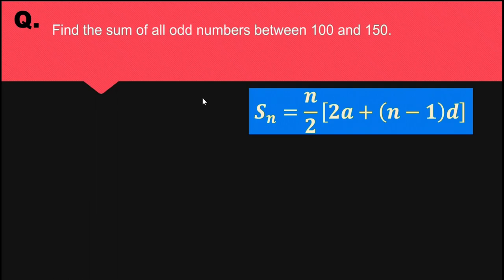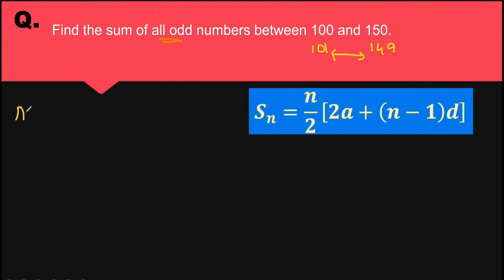The next question says, find the sum of all odd numbers between 100 and 150. So here we are not given the series, the arithmetic progression. So first we need to find the required numbers. We require all odd numbers between 100 and 150. So we have to start from 101 and check till 149, and both of these numbers are odd numbers, which is what we require.